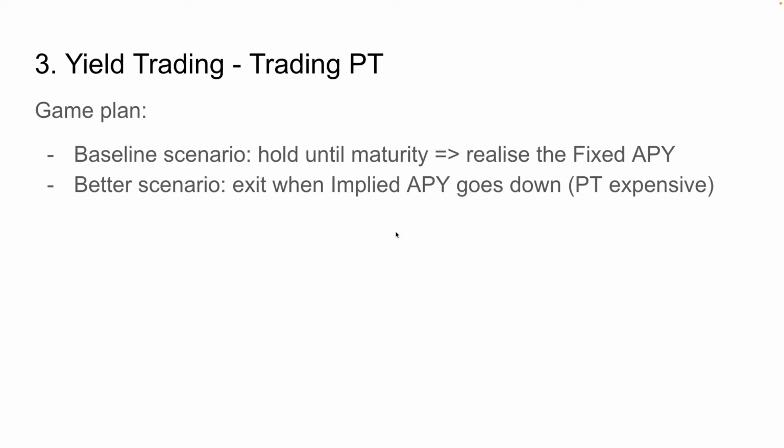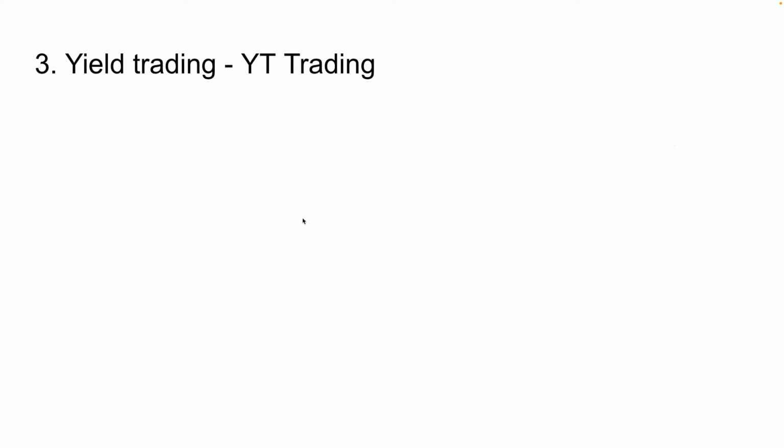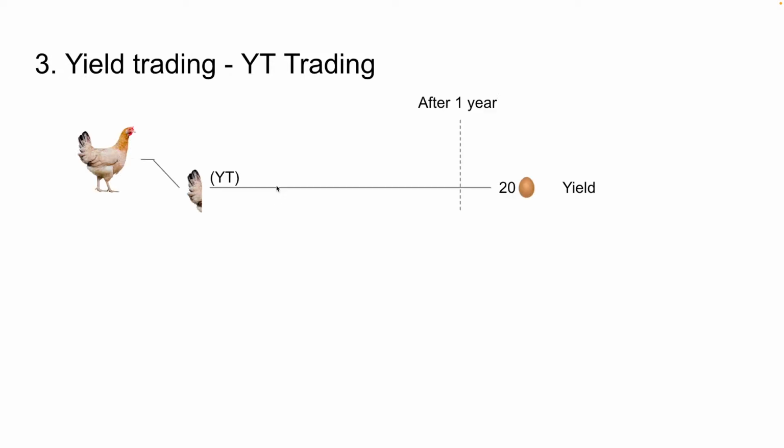Next, let's talk about YT trading, right? YT trading is the more degen kind of yield trading. It gives you higher rewards, but it has a higher risk as well. Before anything, let's have a refresher on YT. YT is basically the chicken's butt that keeps shooting out eggs, right? All the way from now until maturity. Again, YT is the chicken's butt that keeps shooting out yields all the way from now until maturity.